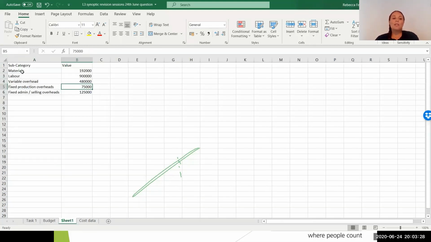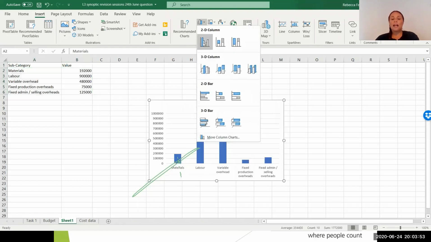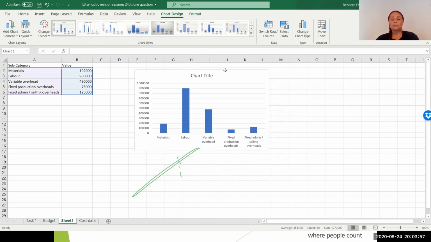Now again, there are lots of different ways to do this. Every time I've shown you a chart, I've shown you the same way. What I find is the easiest way is to just highlight the data that you want to show in your chart, so just the categories and just the values. And I'm going to insert my column chart. So in the ribbon, I've gone to insert, under chart, I've clicked on the column chart, and I'm just going to insert a 2D column chart.